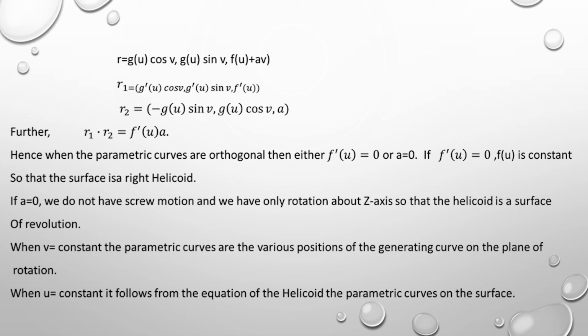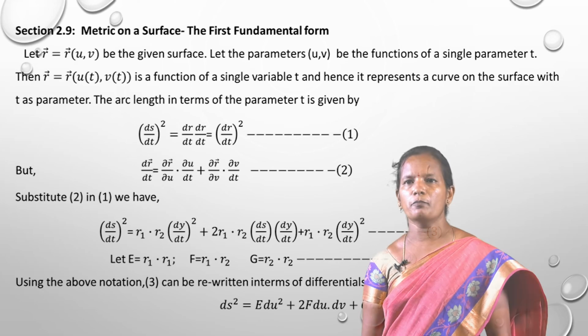When v is equal to constant, the parametric curves are the various positions of the generating curve on the plane of rotation. When u is equal to constant, it follows from the equation of the helicoid the parametric curves on the surface. Next, the metric on a surface, the first fundamental form.